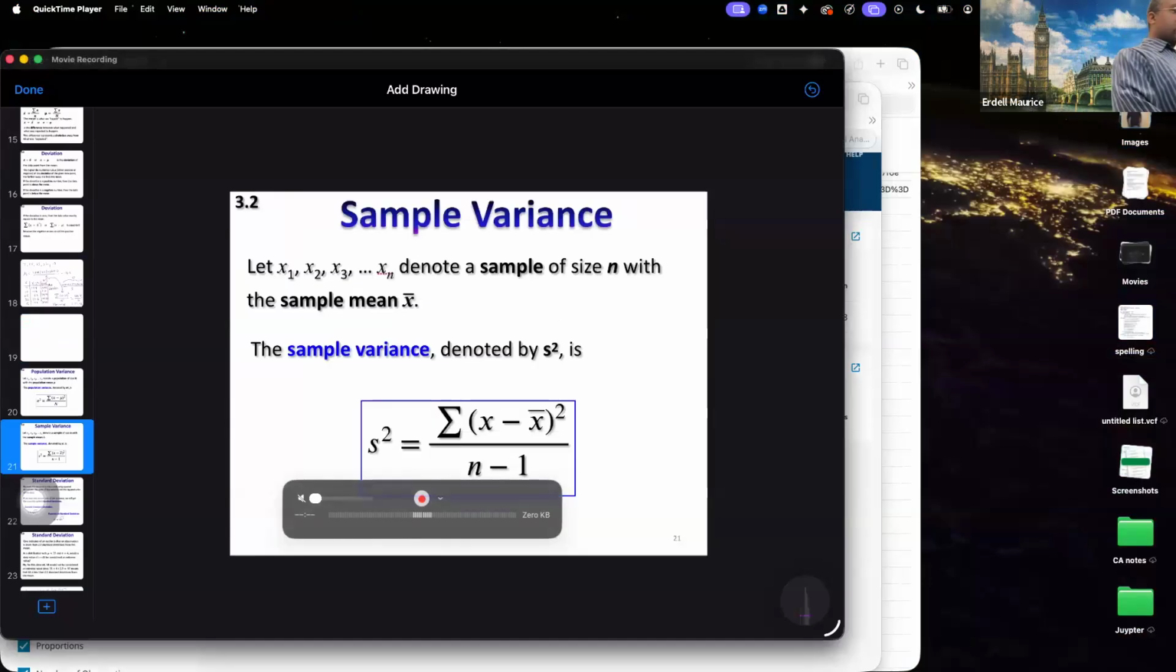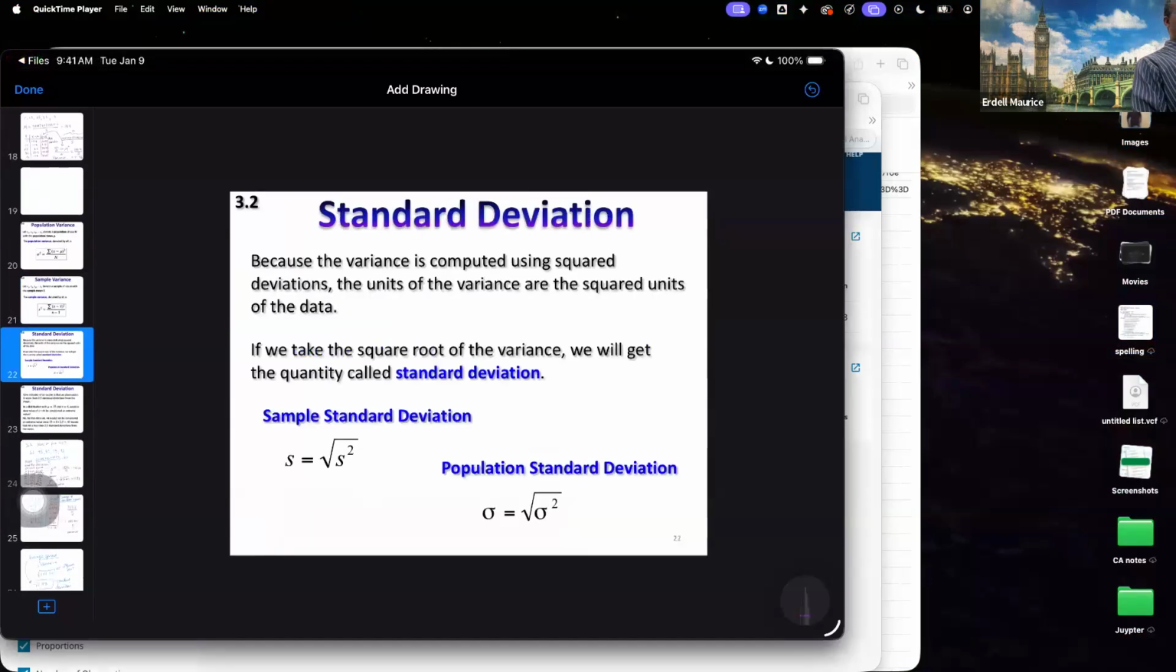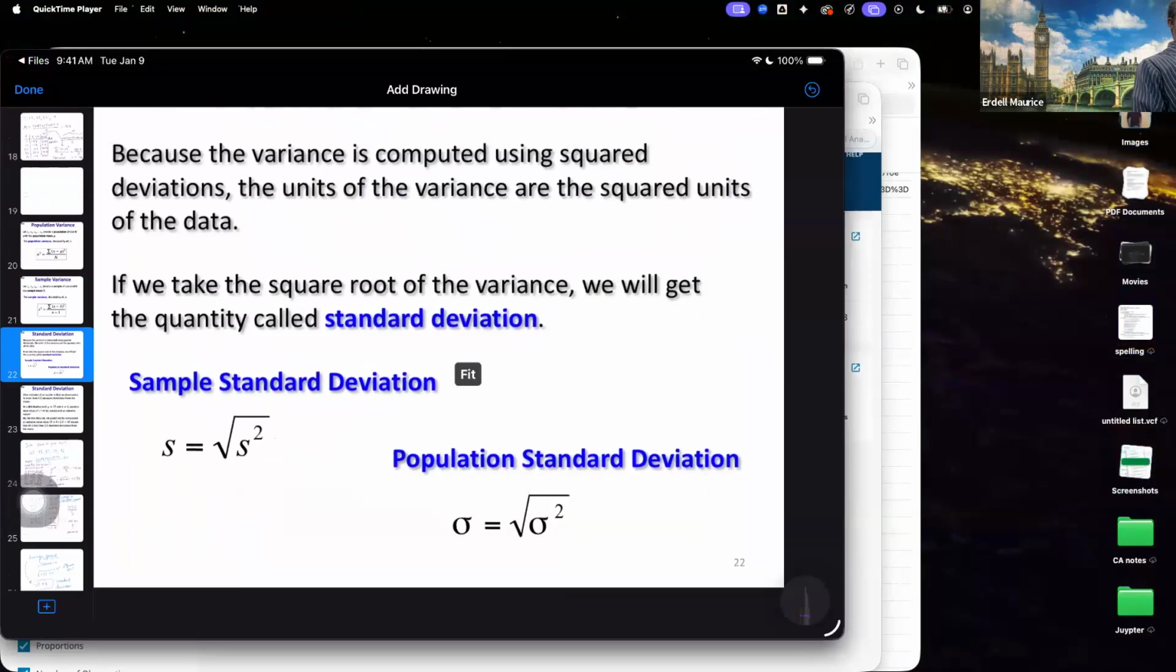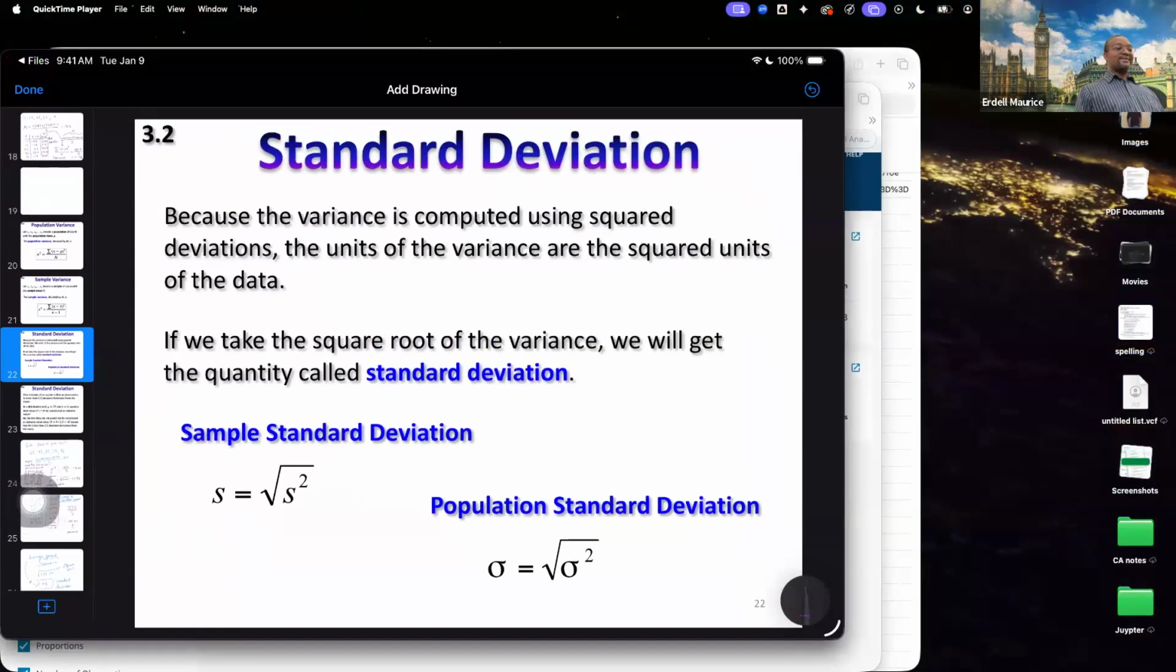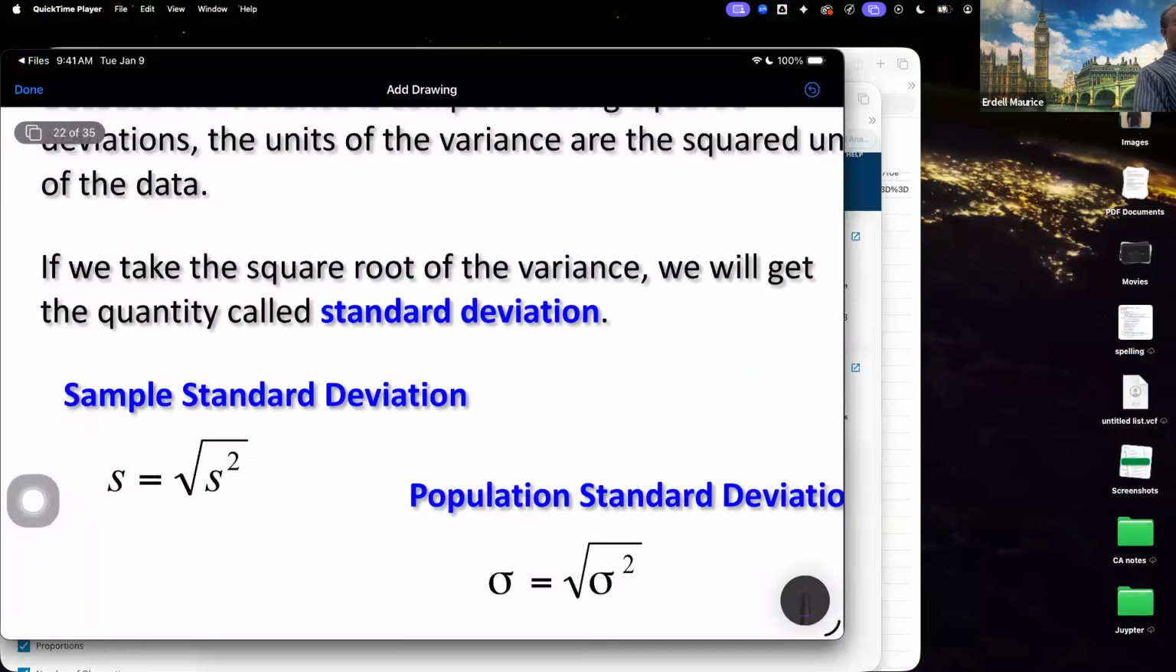Again, the last thing right here, to go from variance to standard deviation, we simply need to take the square root. That is because with the variance, we're doing squared numbers. We took the average of squared numbers. To go from square back to regular, we take the square root. And thus we have our standard deviation. So you have two of them: your sample standard deviation using the letter S, and your population standard deviation using the Greek letter sigma.